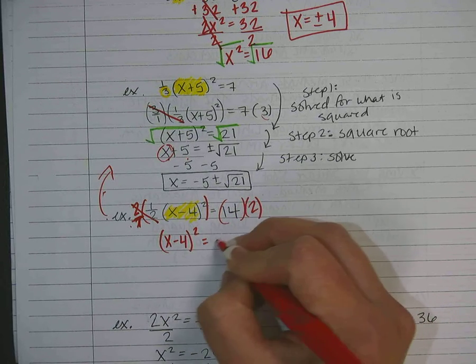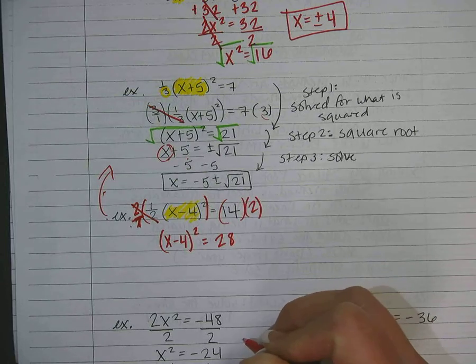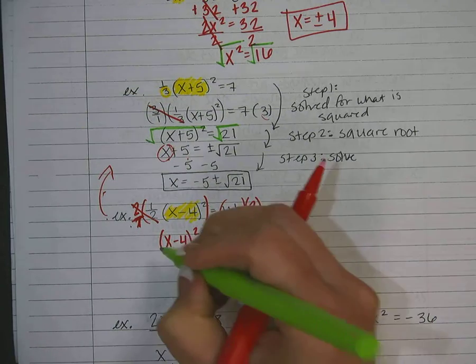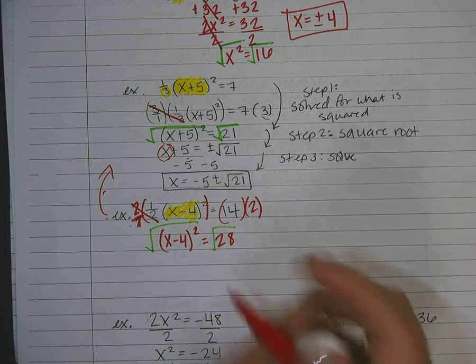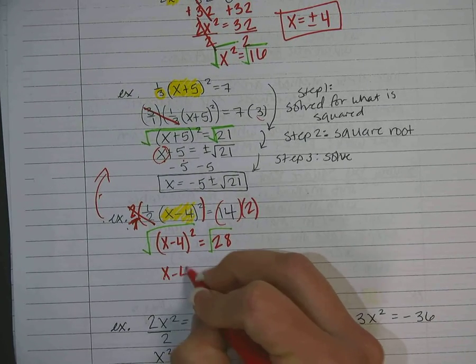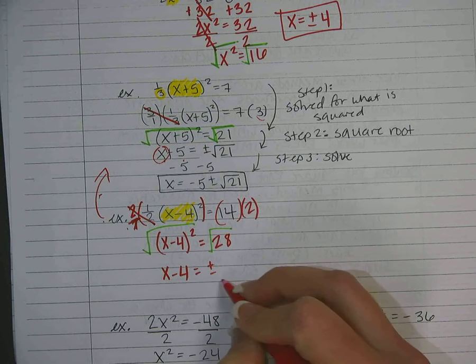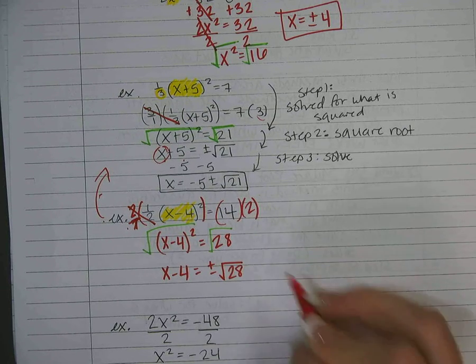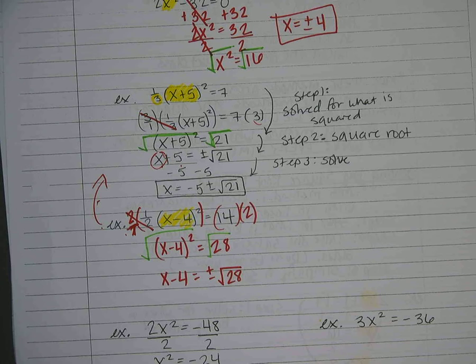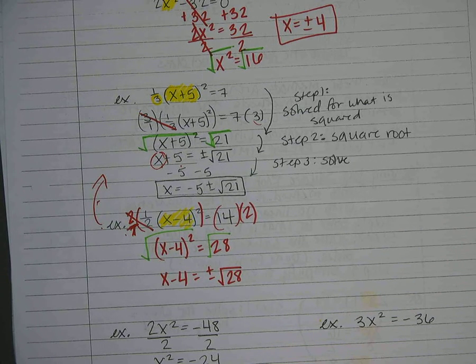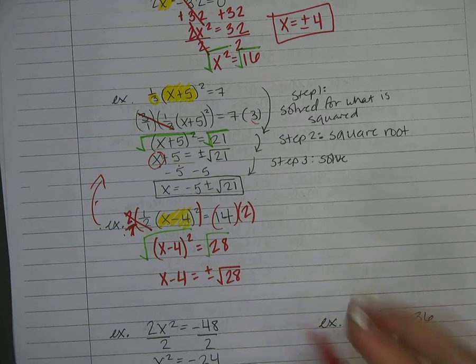14 times 2 is 28. Now I need to square root both sides. So I'll get x minus 4 equals plus or minus the square root of 28. But this needs to be simplified. What perfect square goes into 28? Let's think about it. 1 times 28 equals 28. 2 times 14 equals 28. And 4 times 7 equals 28. And 4 is a perfect square. So that's what I'm going to divide this into.